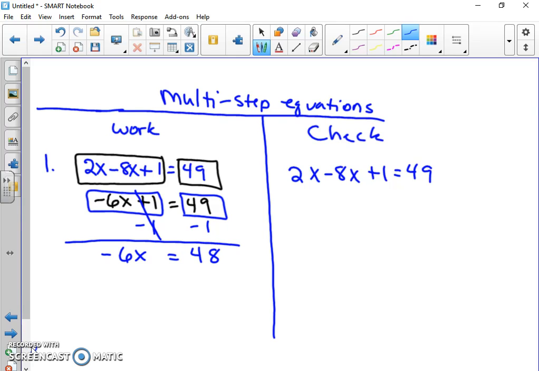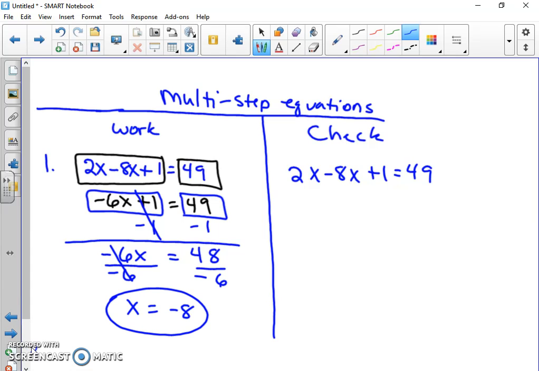Okay? We're not going to use the boxes anymore, because as soon as we start moving things from one side of the equation to the other, we don't use the boxes anymore. We know we've already combined our like terms. Okay, so now we're going to divide by negative 6 on both sides. And then x equals negative 8. These cancel, right? That equals 1.